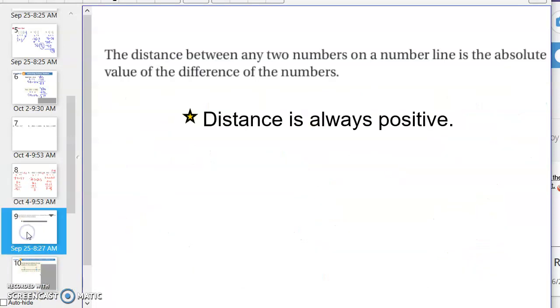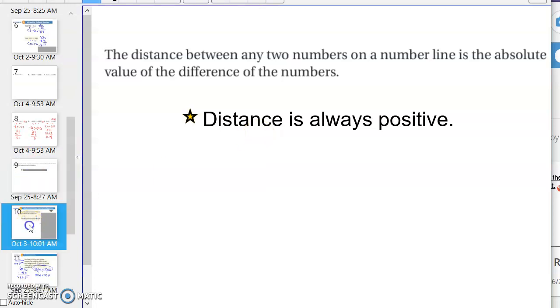Another thing to learn about in this section is distance. The distance between any two numbers on a number line is the absolute value of the difference of their numbers. So to find the distance, we're going to subtract the two numbers, but remember, your distance is always positive because it doesn't matter if you're walking backwards or forwards, you're still gaining distance traveled.